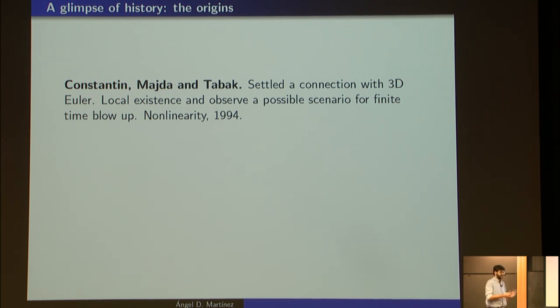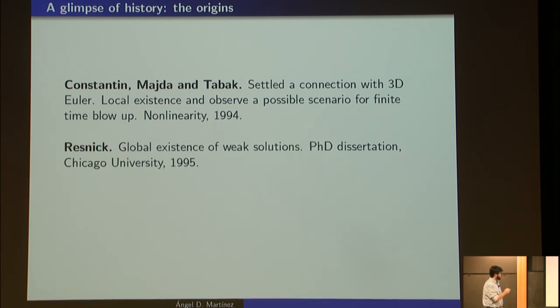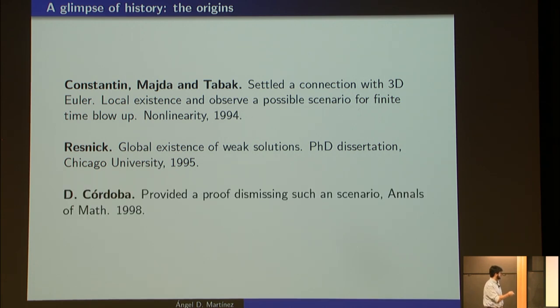And actually, you can do experiments in computers, and then you will get some drawings. And then they saw, for a specific initial data, that there was a possibility of a finite time blow up scenario. The global existence of weak solutions was proved by Resnick a year after that, and Diego Cordoba dismissed the scenario introduced in this paper 4 years later.